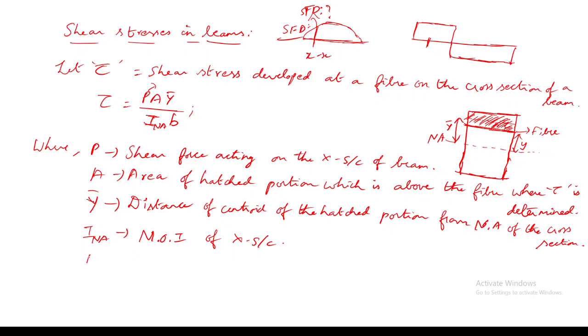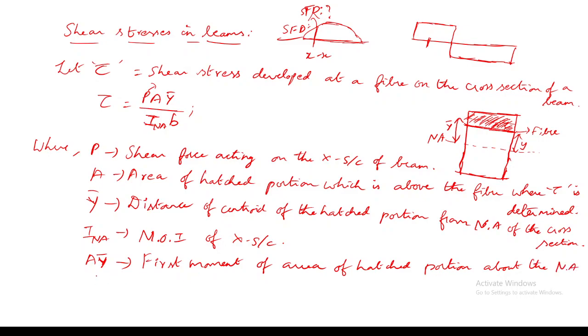And what is A y bar here? Can anyone say? Here I have written separately, this is A, the total area of the hatched portion, and y bar is the distance of the centroid of the hatched portion from the neutral axis. So what will be A into y bar? Moment of area. Yes, it is the first moment of area of the hatched portion above the neutral axis.